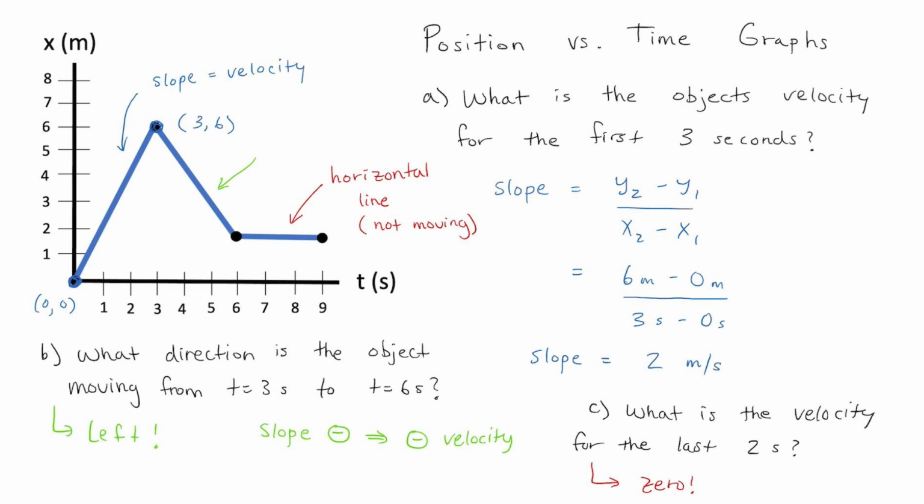And so that's how you can analyze a position versus time graph for an object that's moving with a constant velocity. And with that, that's the end of this lesson on uniform motion and how you can answer uniform motion questions.